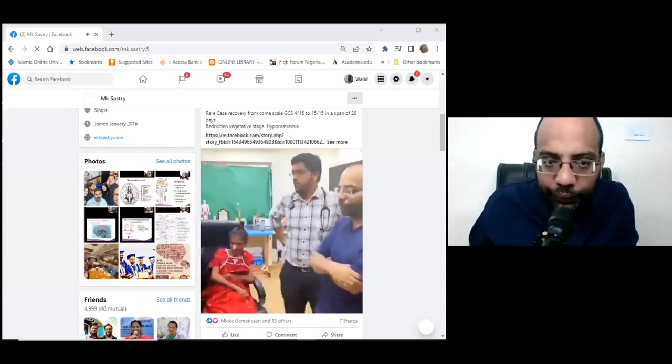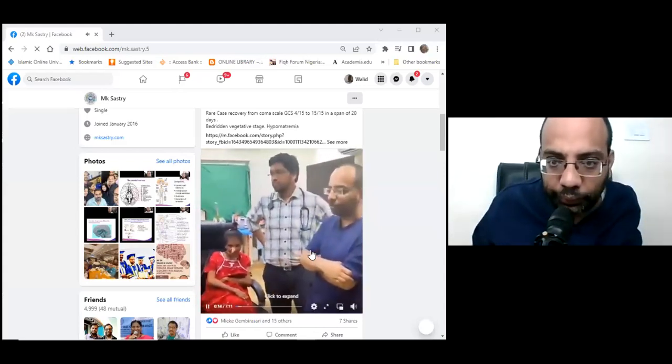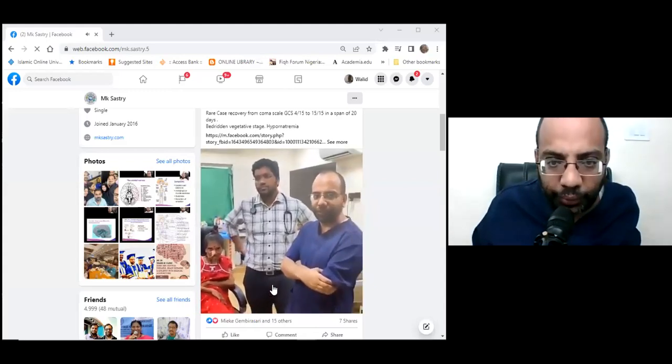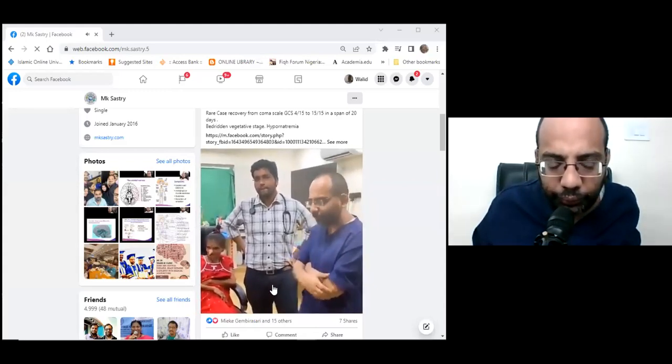The classical coma scale is 15 by 15, and it is very difficult to revive these patients. These are rarest of the rare cases which have been revived by us in a small period of 20 days, whereas the patient had already spent more than 1 month in ICU, with Glasgow coma scale 3, 4, and 5. Finally, Dr. Avinash is the physician of the patient who will put more light on the patient.